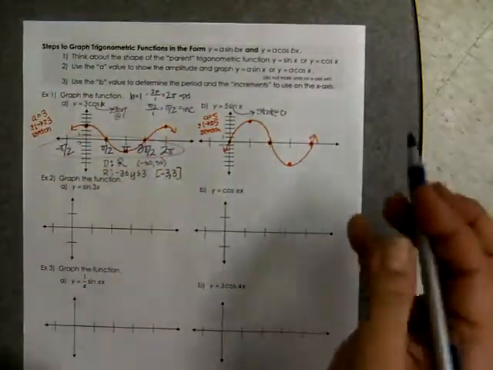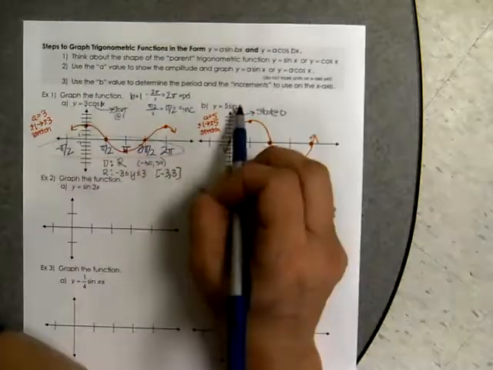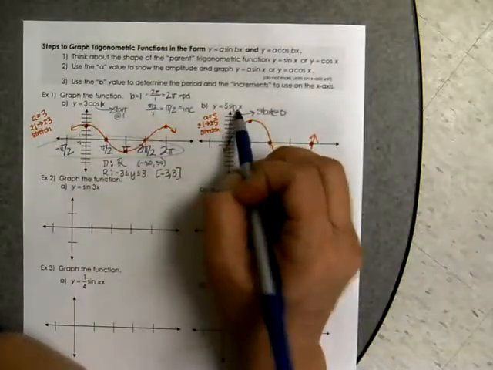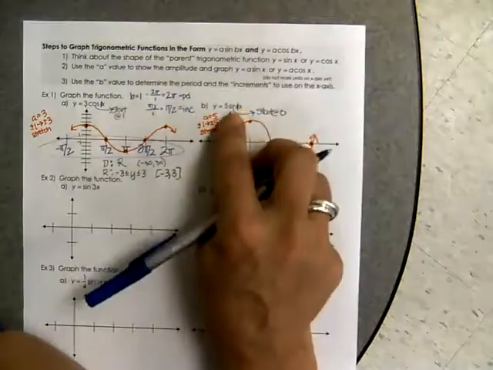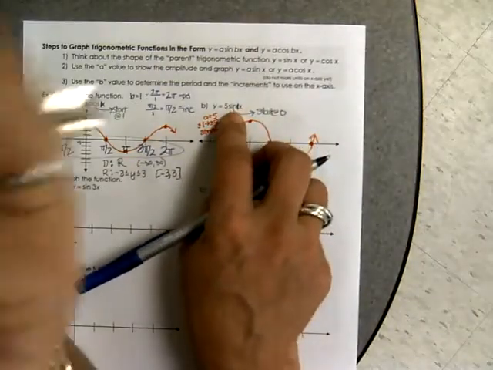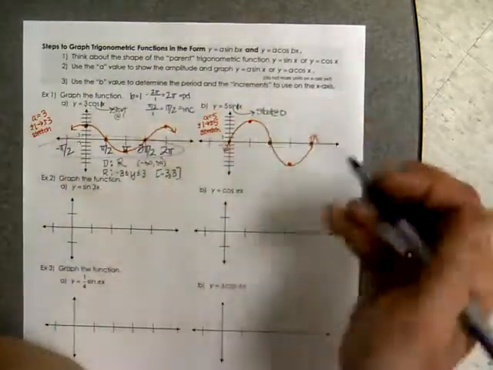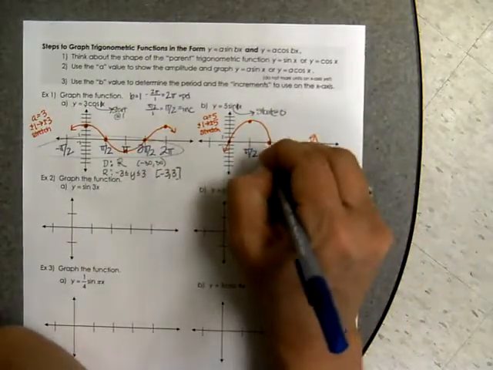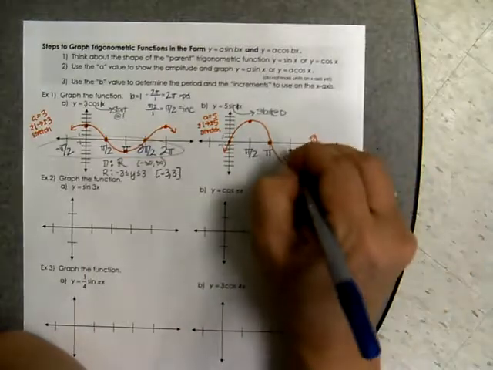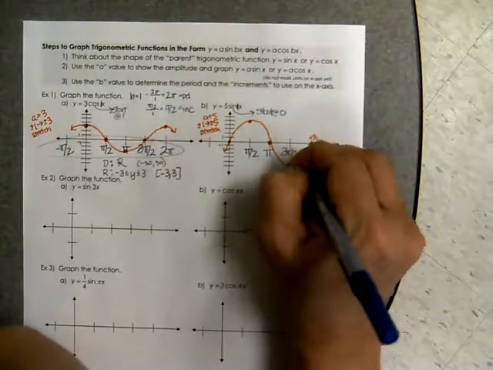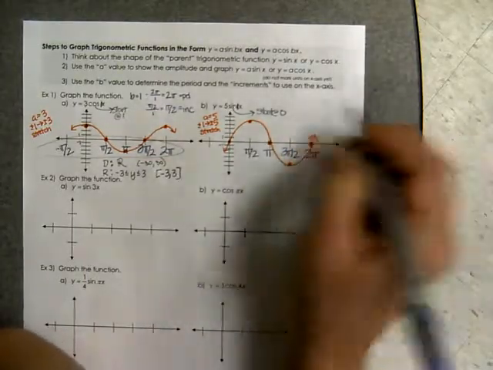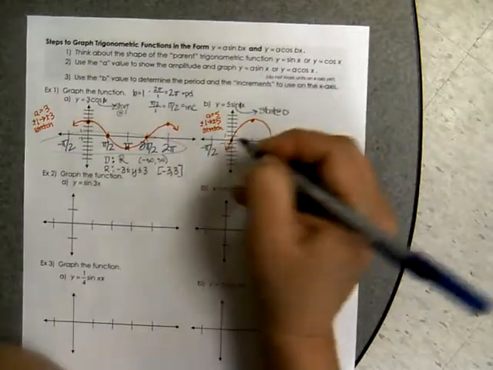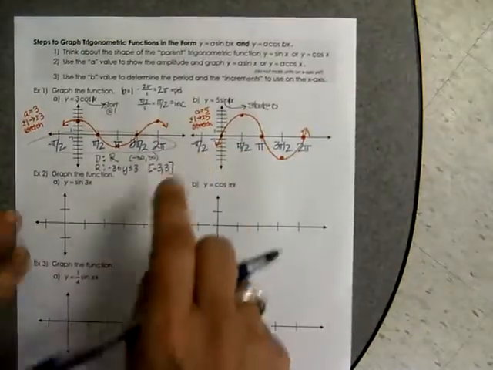Now, we're not done because we still have to do step 3. Use the b value to determine the period in increments. And notice that our b value is 1. And when our b value is 1, those things don't change. So that means that our increments will still be at pi over 2. So we're going to have pi over 2, pi, 3 pi over 2, and 2 pi. And I'm a good student, so I'm going to label back here also.